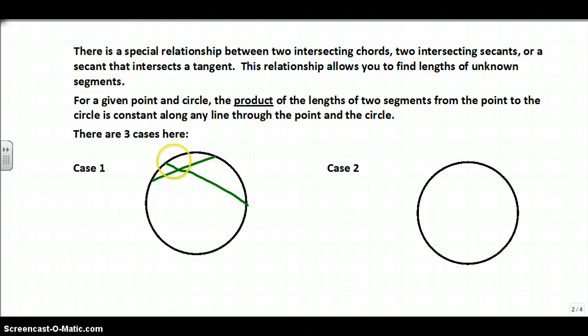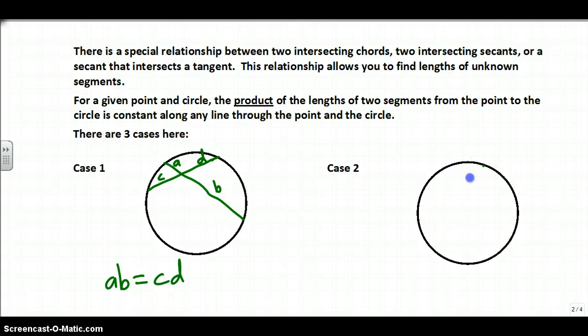If this little piece is A, maybe I should make it a little bigger so you can actually write some of this in. If this little guy is A, this little piece up here, and this piece down here is B, and this part's C, and this part's D, then there's a nice little relationship. A times B equals C times D. It's that simple. You just take this piece times this piece, and it equals this piece times this piece. The proof of this comes from similar triangles, but we're not going to worry too much about that. So we're just going to keep moving along here.